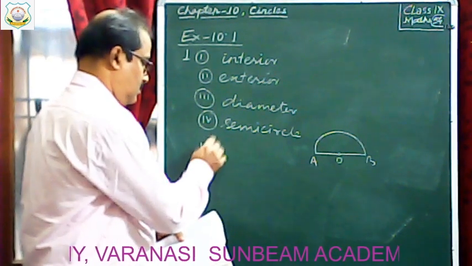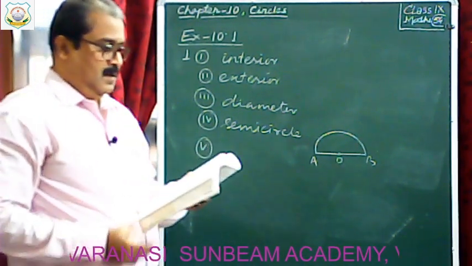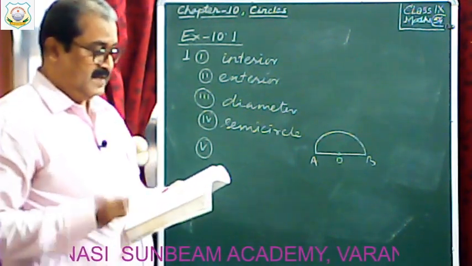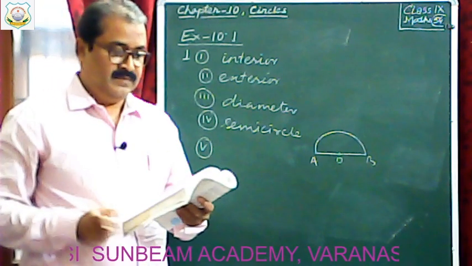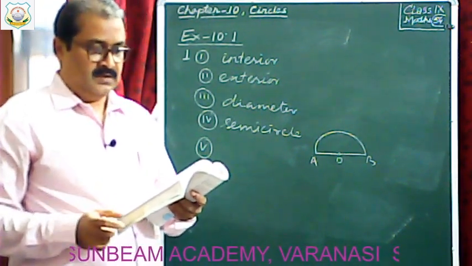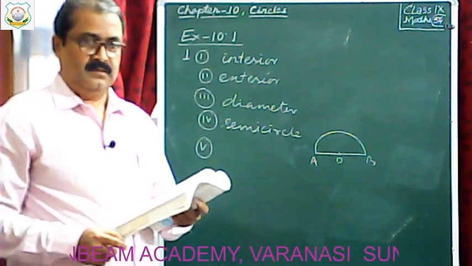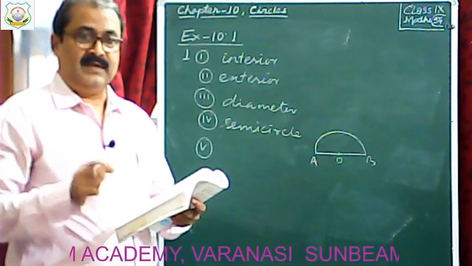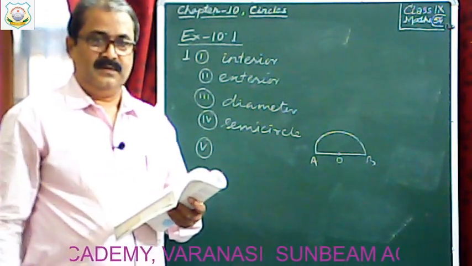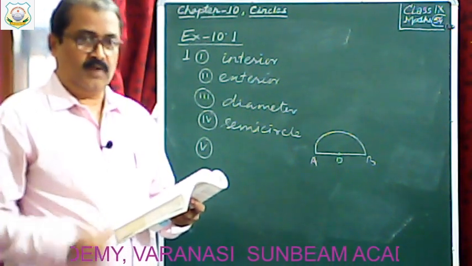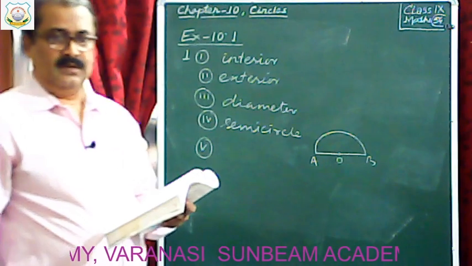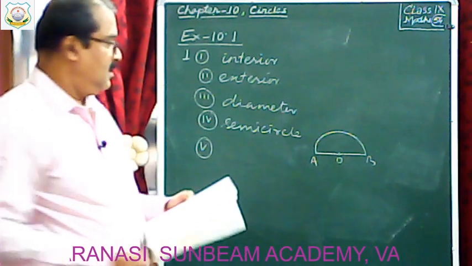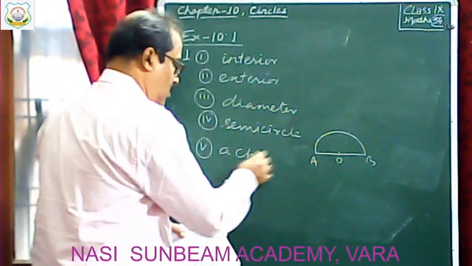Next, fifth. Segment of a circle is the region between an arc and dash of the circle. Arc and chord of the circle. Okay, the region between an arc and a chord of a circle is known as a segment. So chord, a chord.